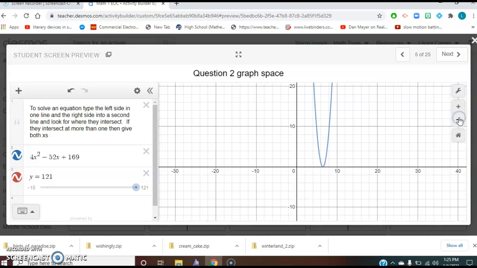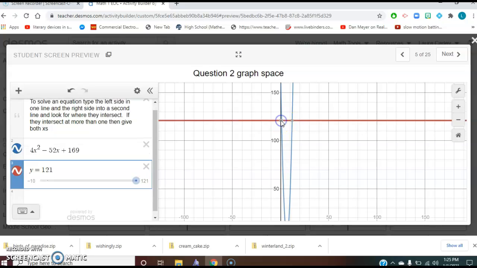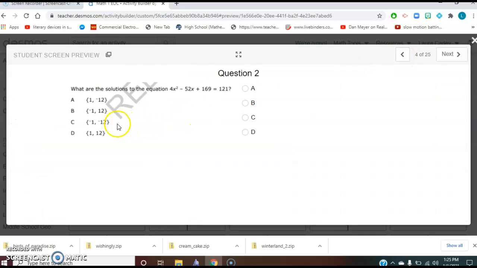Now, 121 is a really big number, so I'm just going to zoom out. And there's where they intersect. So now this one has two answers, 1 and 12. Again, because the equation wanted us to solve for x, I'm only going to use the first number in the point. So 1 and 12. So the answer would be D, 1 and 12.